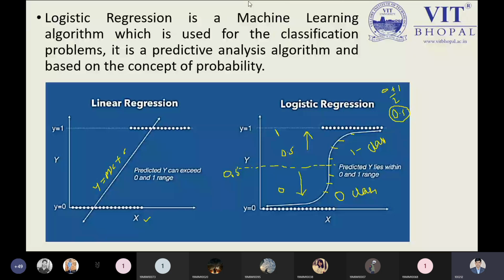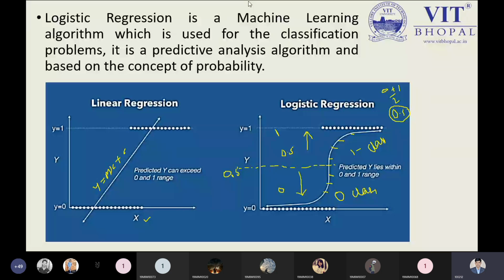So what you need to keep in mind is that in linear regression, the predicted y can exceed the 0 to 1 range. But in logistic regression, the predicted y lies within 0 and 1. So in logistic regression you choose either 0 or 1, but in linear regression we can choose any value from 0 to 1, so it could be 0.1, 0.2, 0.3, 0.4, and so on, up to 0.9. And that is a big difference you need to keep in mind.